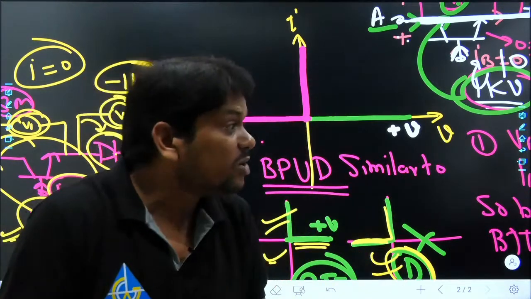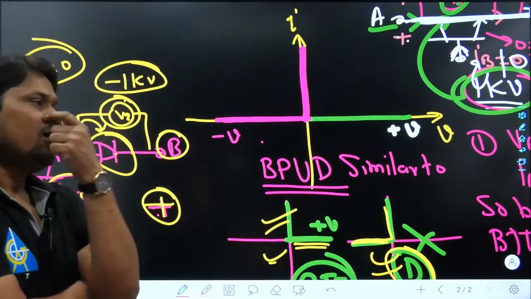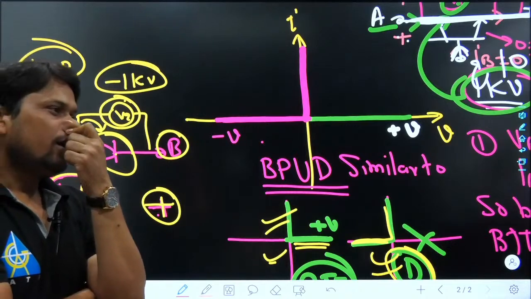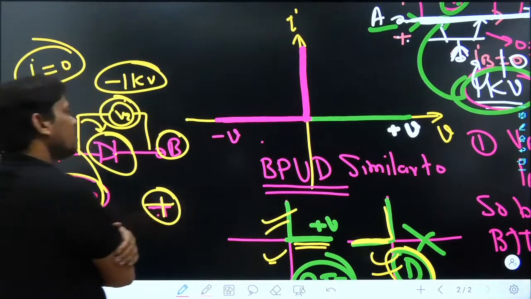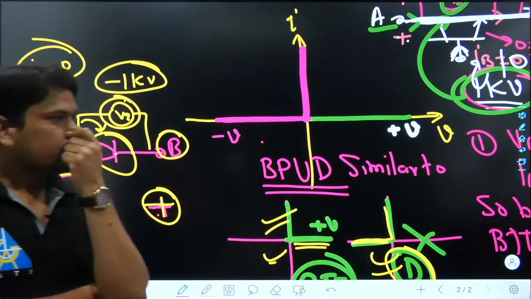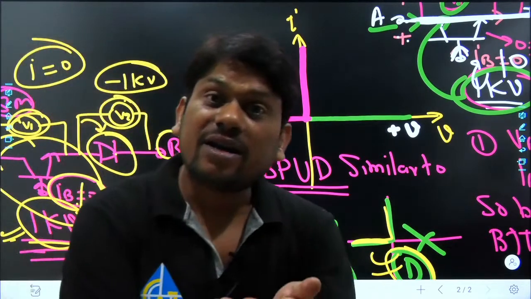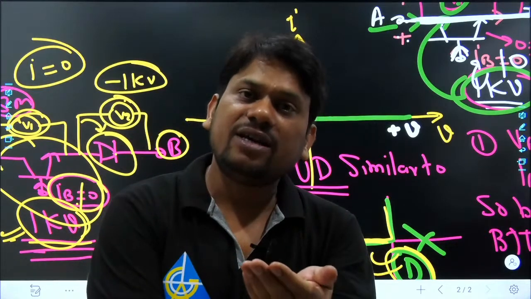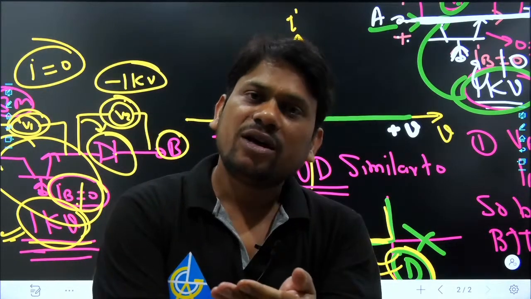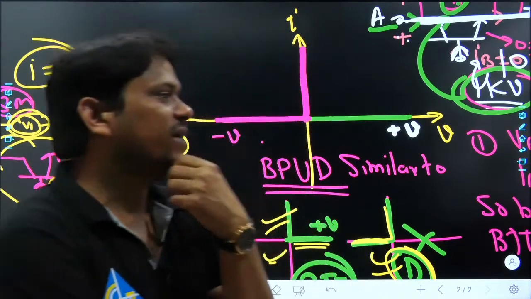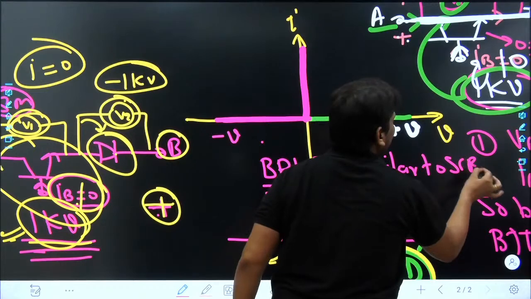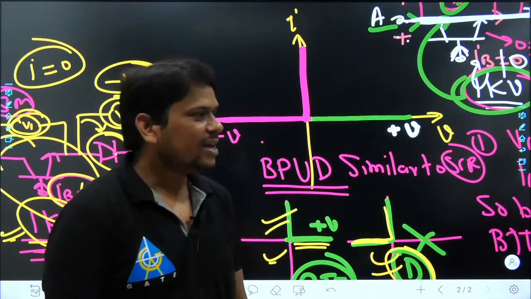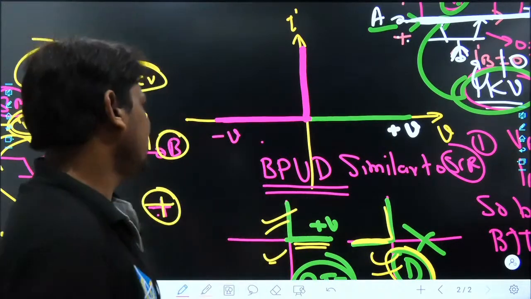Anyone? Similar to which device? Think over it and tell me, my dear friend. SCR, MOSFET, IGBT, BJT, diode, GTO. Similar to which device? Very nice. Similar to SCR. Okay? Absolutely correct. Similar to SCR.